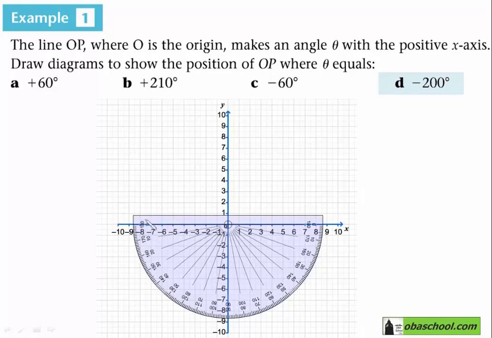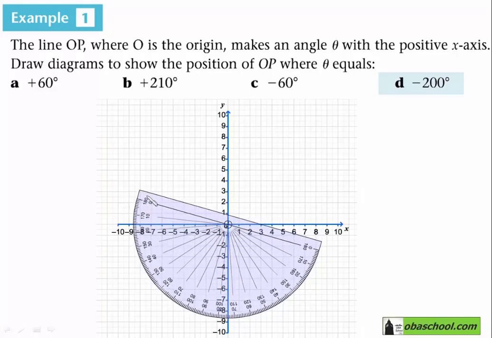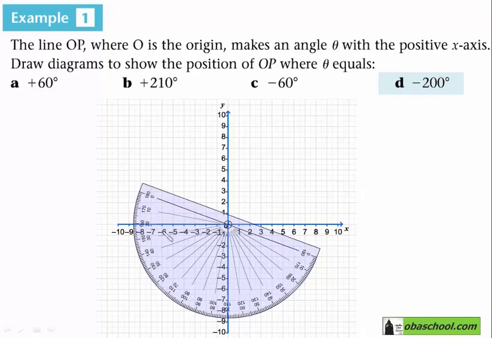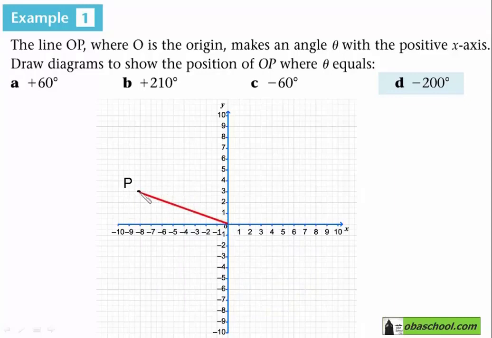In this case, I have to move the protractor up 20 degrees more in order to get 200, because 180 plus 20 equals 200 degrees. Then I mark the point, which means that I have 20 degrees. Then I join point O, the origin, with the marked point P to form the angle minus 200.